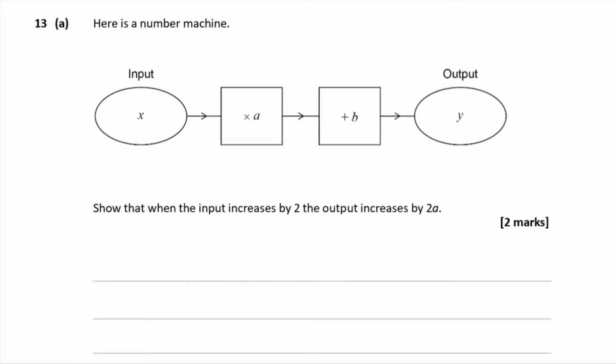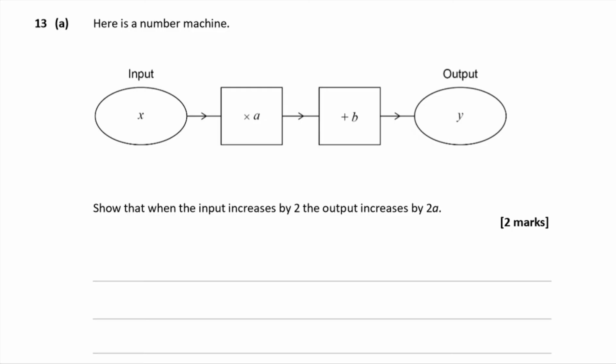Question 3a. Here is a number machine. x is fed into the number machine. It's multiplied by a, b is added to it, and y is the outcome. Show that when the input increases by 2, the output increases by 2a.